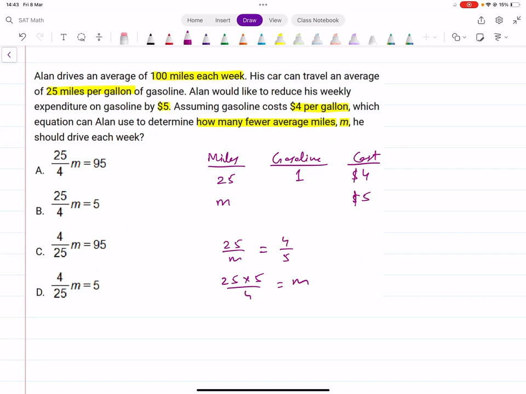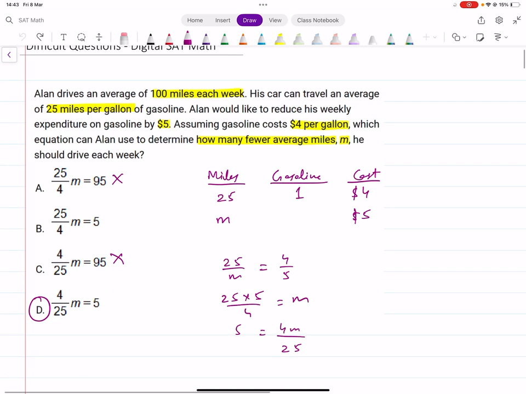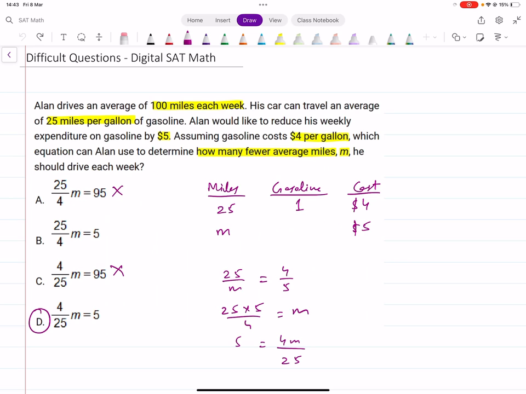Now let's have a look at the options that are given. What they have done is they have 5 on one side, or 95. We don't have 95, so that means this is not possible. We can take 5 on one side. So if we keep 5 on the left side and take 4 and 25 on the other side, that gives us 4M over 25. And that's the last option. So in this case, D should be the final result. So he would have to reduce the number of miles by this much, basically. M equals 25 times 5 over 4. But which is the equation that can give you that result? This is the equation that can give you that result. All right, so let's move on to the next one.